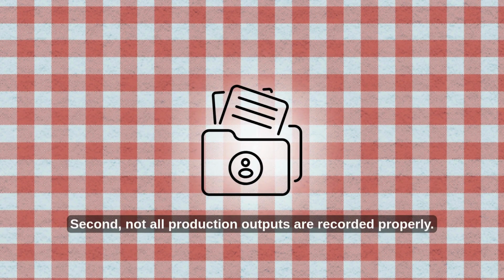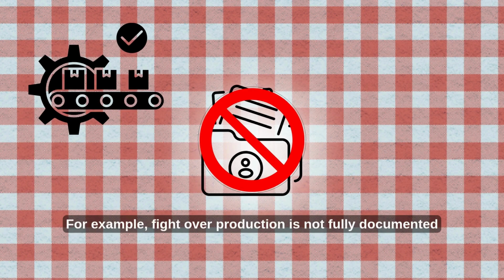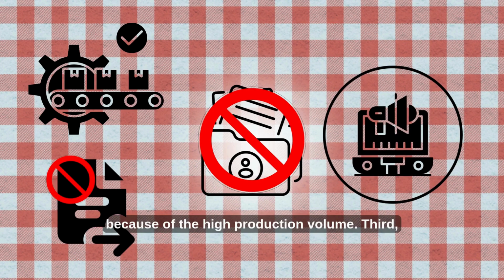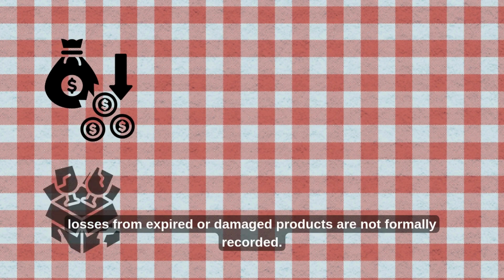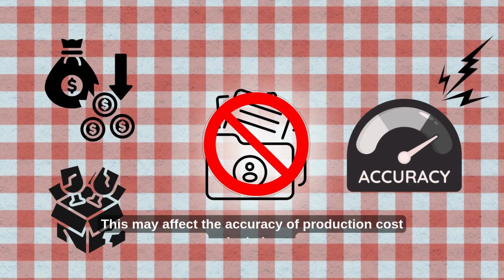Second, not all production outputs are recorded properly. For example, fried tofu production is not fully documented because of the high production volume. Third, losses from expired or damaged products are not formally recorded. This may affect the accuracy of production cost calculations.